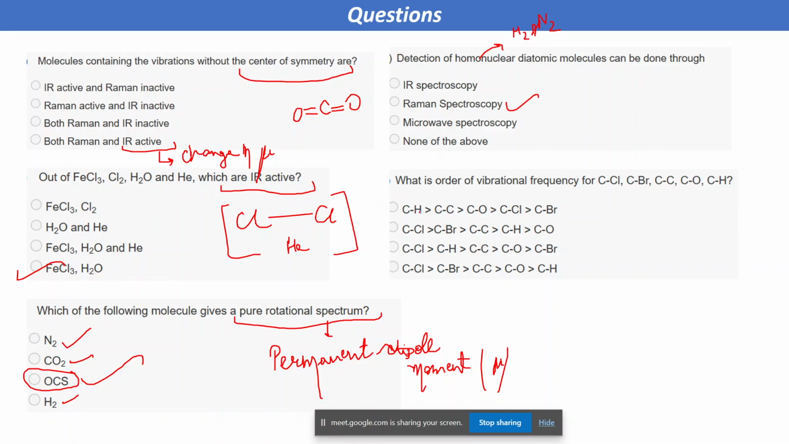Now the next question is, what is the order of vibrational frequency for C-Cl, C-Br, C-C, C-O and C-H? Just tell me what will be the order, who will have the highest vibrational frequency or the lowest vibrational frequency? C-Cl highest. Why?